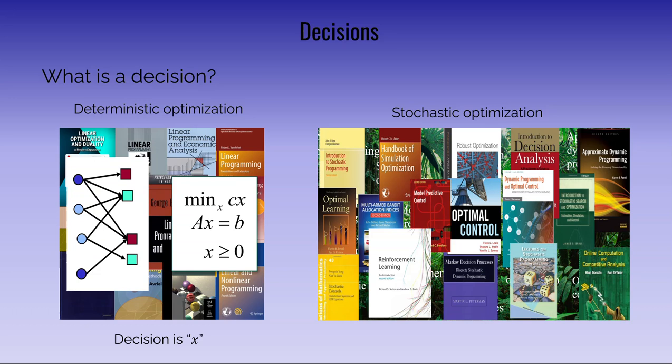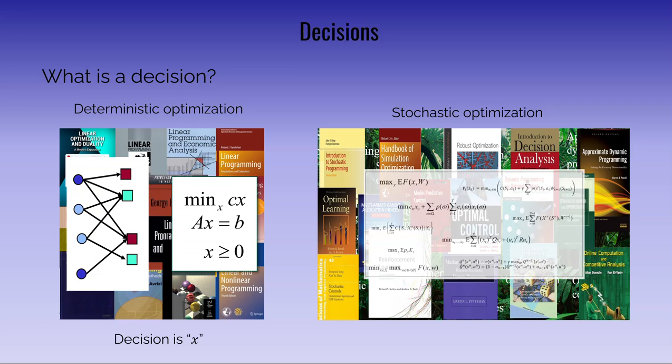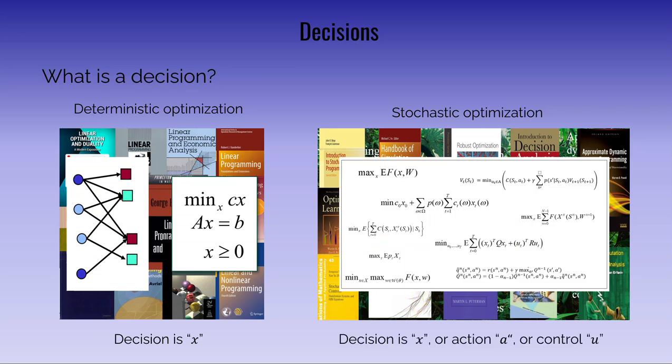On the right are all the books that do deal with uncertainty. Most of these are mathematically fairly sophisticated. They have all kinds of complicated equations, but the decision is always X, or maybe it's action A or control U, but it's always a variable. It's always like, oh, there's my decision. And they don't actually get to the point of saying, yes, but before you define X or A or U, you have to say what it is in English, and none of these books ever do that.